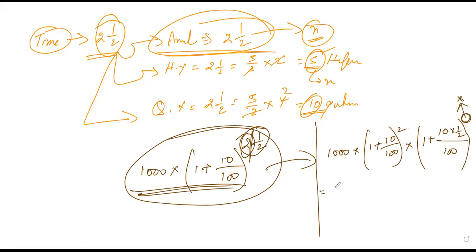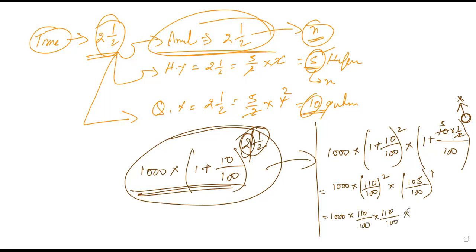Suppose I am solving for this one, it is going to be 1000 into 110 by 100 to the power 2 into, while I solve this one, this 2 will cancel this 10 for 5 times. I will get it as 105. I am writing it directly and this will be 1 only. And then just go for the solution. So that is 1000 into 110 by 100 into 110 by 100 into 105 by 100.